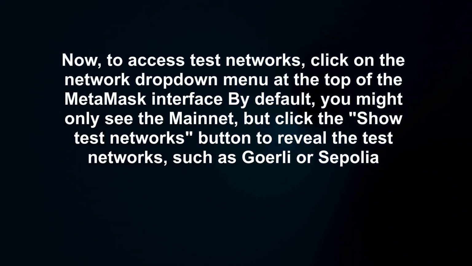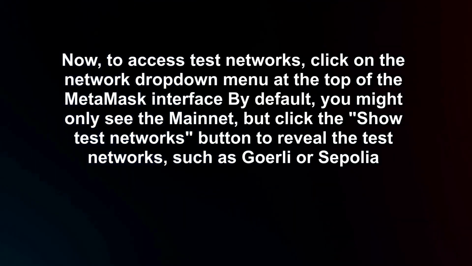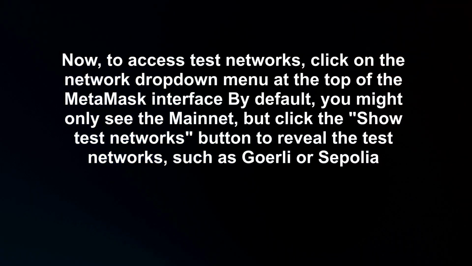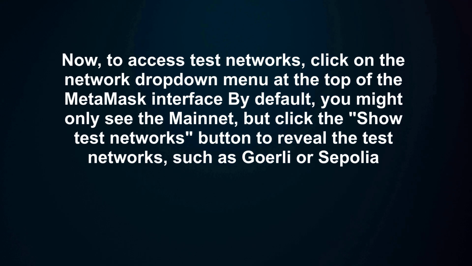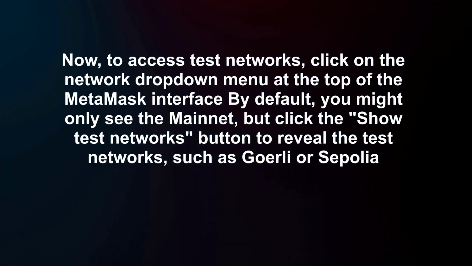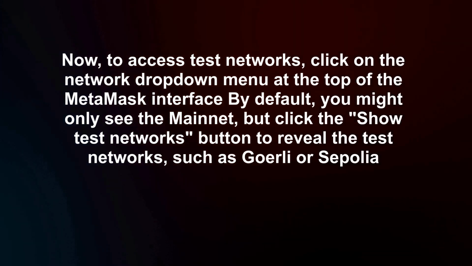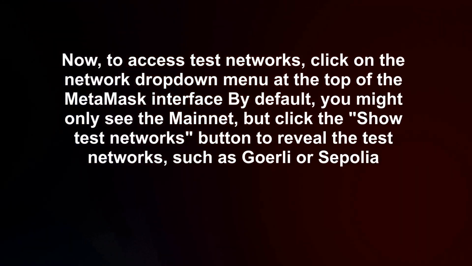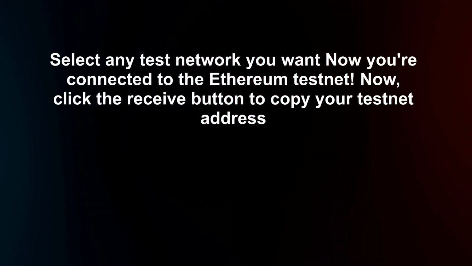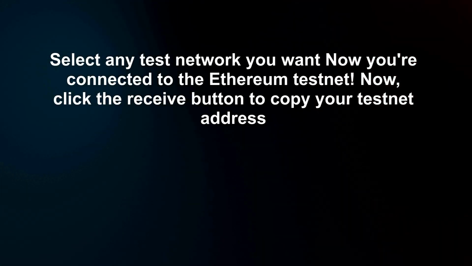Now, to access test networks, click on the network drop-down menu at the top of the MetaMask interface. By default, you might only see the mainnet, but click the Show Test Networks button to reveal the test networks, such as Goerli or Sepolia. Select any test network you want. Now you're connected to the Ethereum testnet.